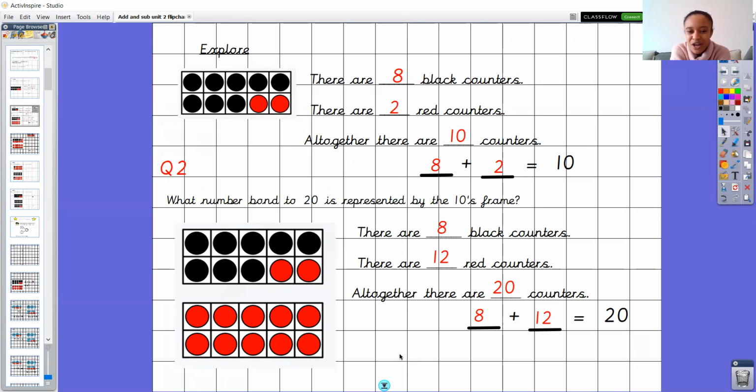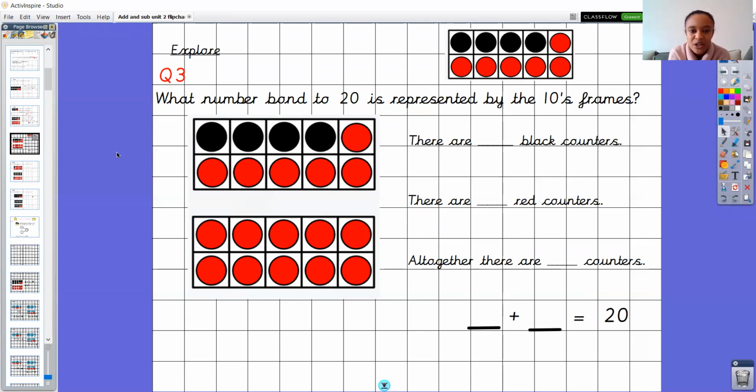Brilliant. I wonder if you noticed that the number 8 has stayed the same for both of those number sentences, and the number 12 here and the number 2 here. 8 add 2 equals 10. 8 add 12 equals 20. Can you see now, Year 1, how our number bonds to 10 will help us with our number bonds to 20? Can you see that? Okay, let's have a look at the next one.